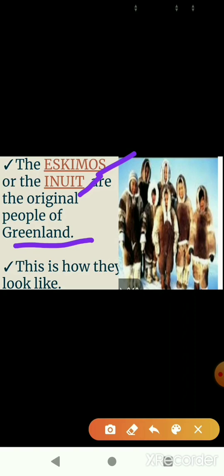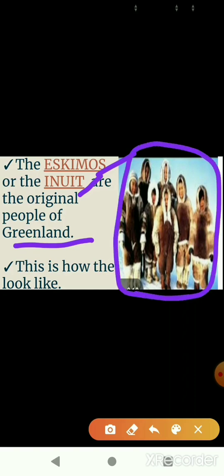So you have to remember Eskimos or Inuits. They call themselves Inuit, but we call them Eskimos. They are the original people of Greenland. You can see the picture over here, children. This is how they look.